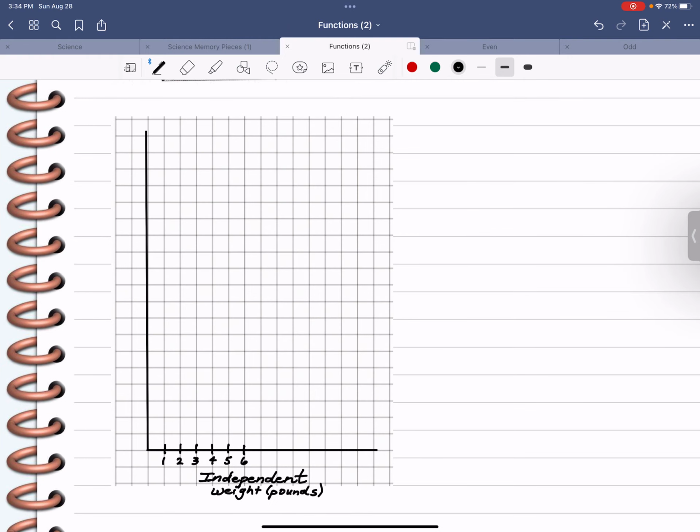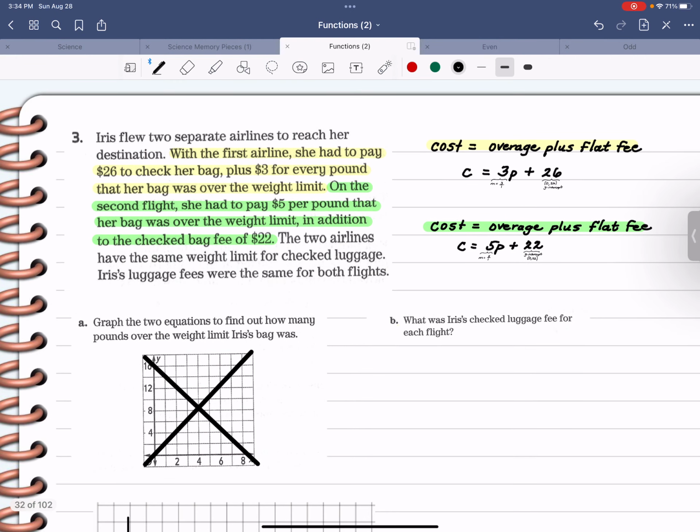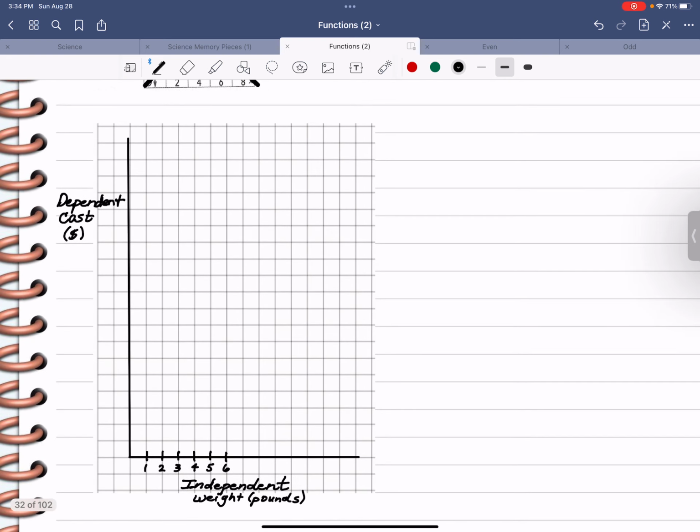What you cannot control, what depends on your decision, is the cost. So the cost in dollars is the dependent variable. And I need it to go to at least 26. It's going to have to go higher than that for me to show you what I need to. So I'm going to start, if you have 0 pounds, you pay $0 for the luggage. But now there is a catch here. So we have 2, 4, 6, 8, 10.